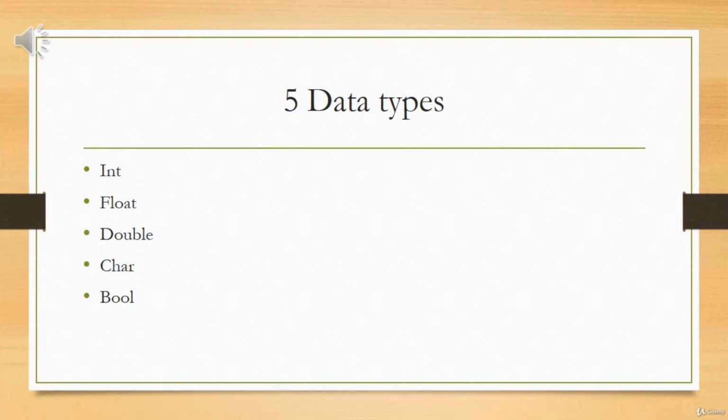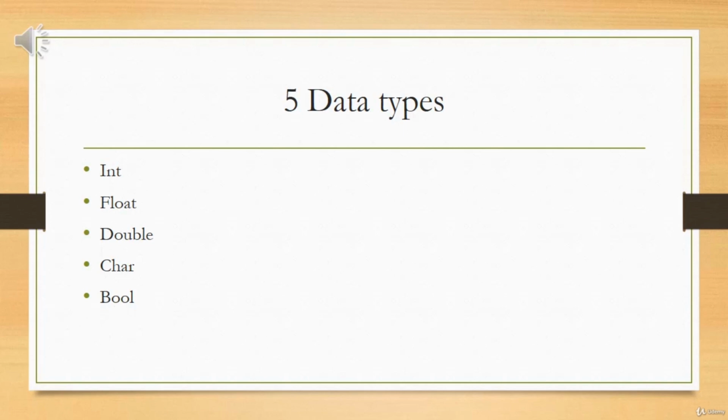For example, -32768 is an integer data type. Similarly, a positive integer is also used here. There are 3 types of integer: short int, long int, and unsigned int.